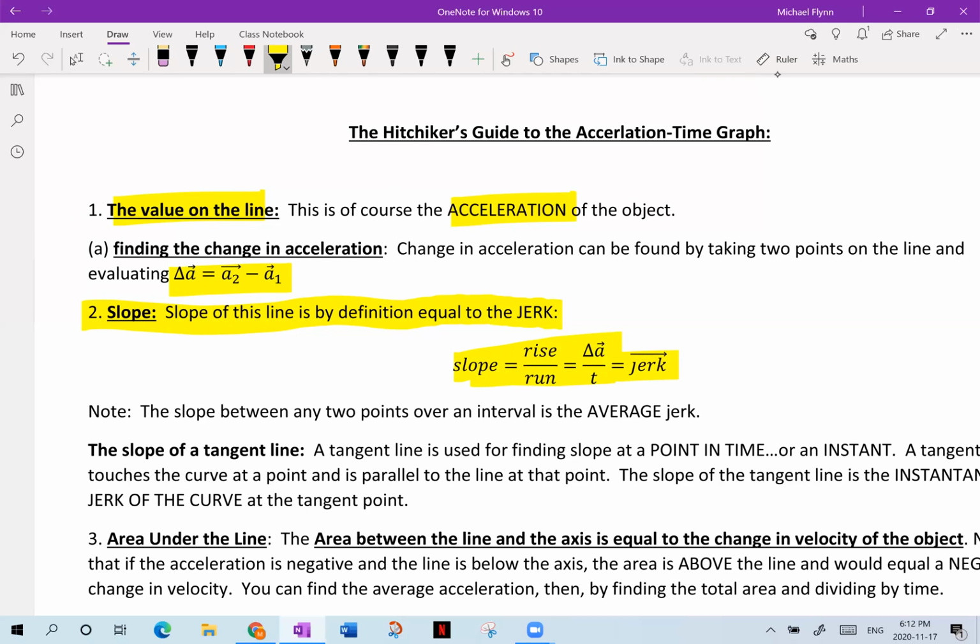You can keep going, taking the slope and finding something else. We could draw a jerk versus time graph. The slope of that would be equal to something called snap. The slope on a snap graph would equal crackle. I'm not making this up, and the slope on a crackle graph would equal pop.